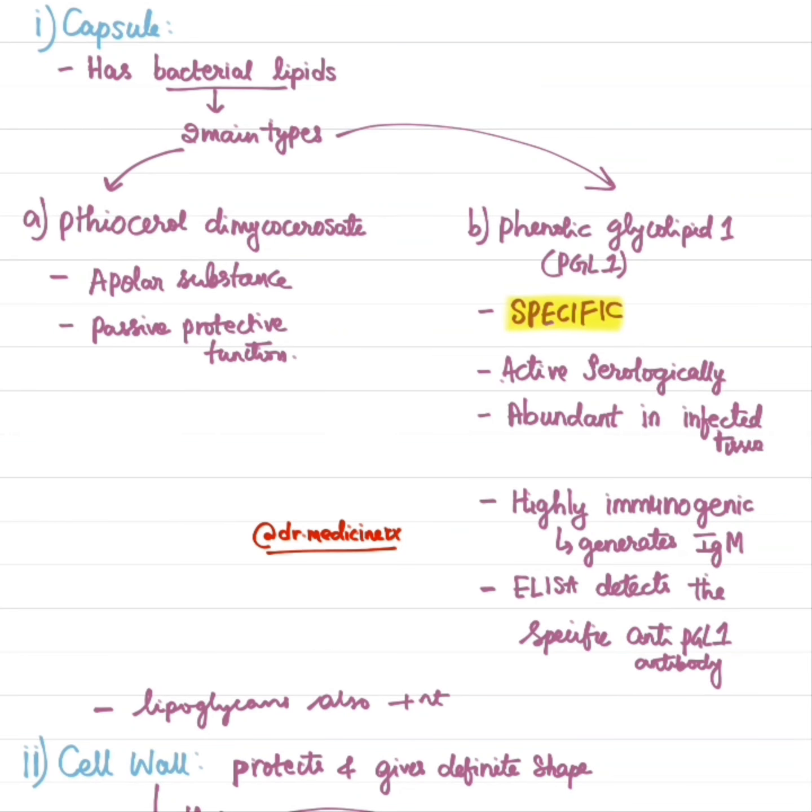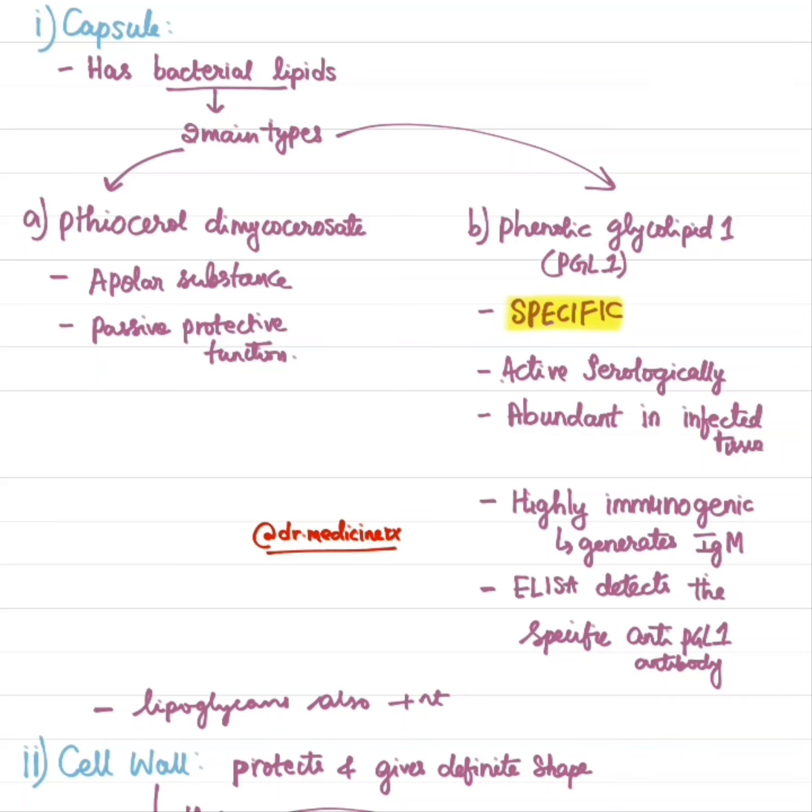Next, coming to capsule, it contains bacterial lipids which are found in large amounts in infected tissues. So there are two main types of bacterial lipids. The first is the thiocerol dimycoserosate, which is an apolar substance and it has a passive protective function. And the second is the phenolic glycolipid 1, which is specific for M. leprae and it is active serologically and it is found in abundance in infected tissues.